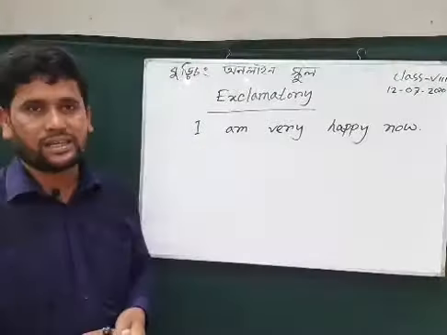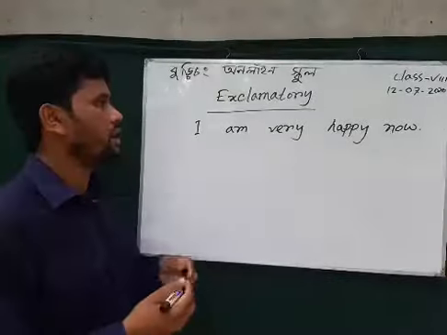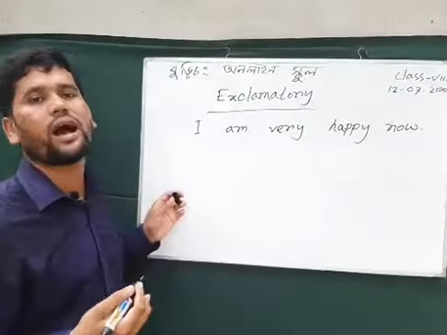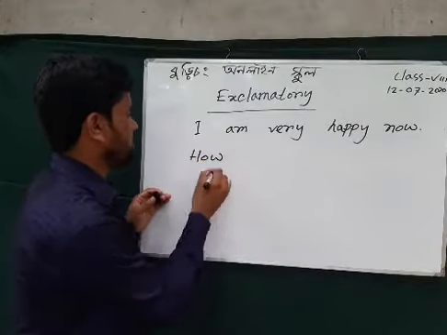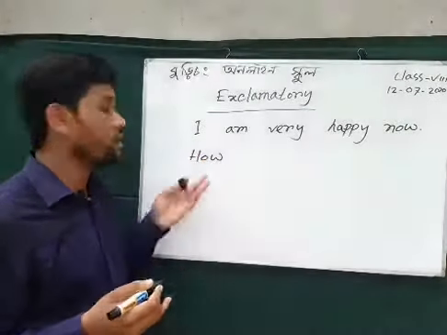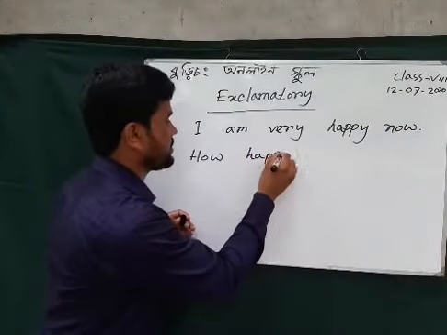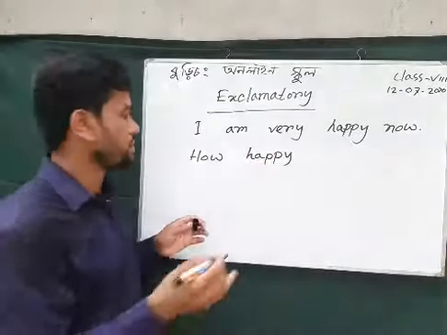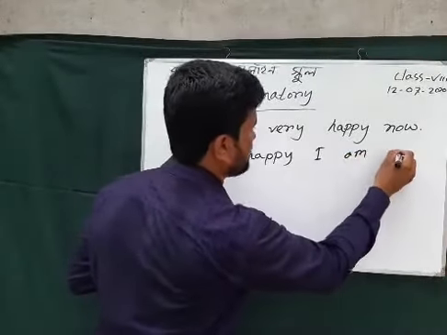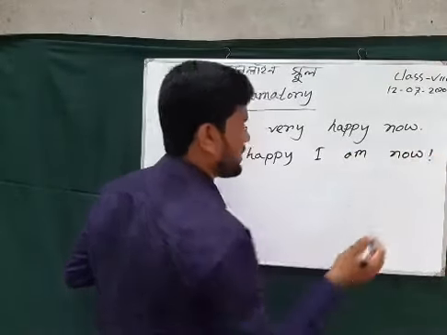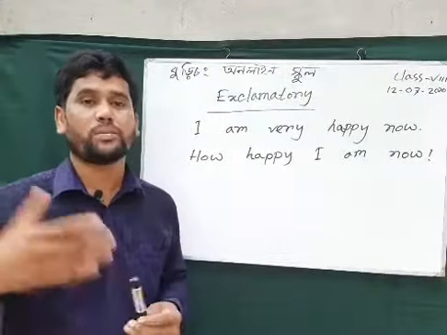But an exclamatory sentence usually starts with what or how. When an exclamatory sentence starts with how, it is followed by an adjective. So: how happy I'm now! At the end we find an exclamation, the note of exclamation.